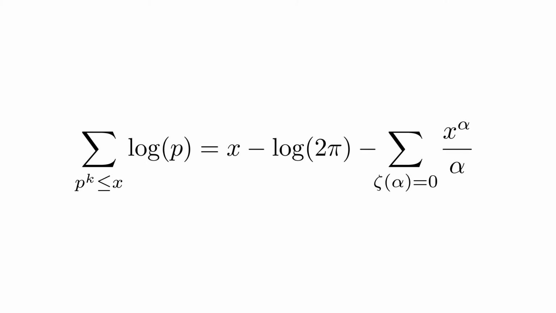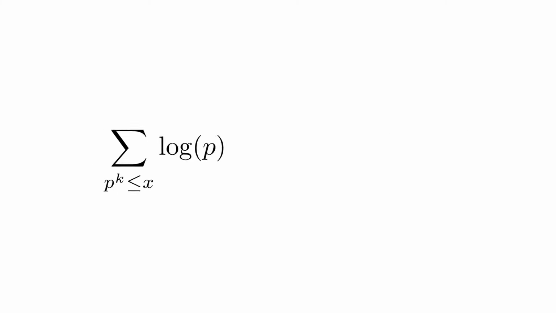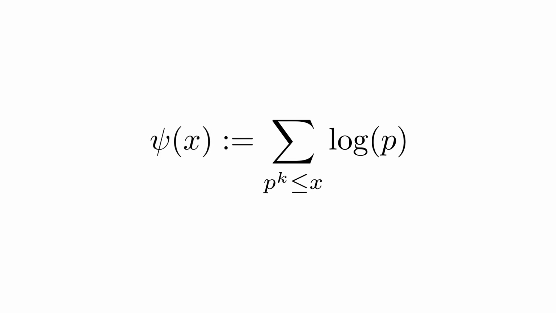This equal sign is not a mistake. This equation that involves the primes on the one side and has no primes on the other side is exactly correct. This function on the left-hand side is usually called the psi function. That is, psi of x is defined to be the sum across the prime powers p to the k less than or equal to some given real number x of the logarithm of that p.